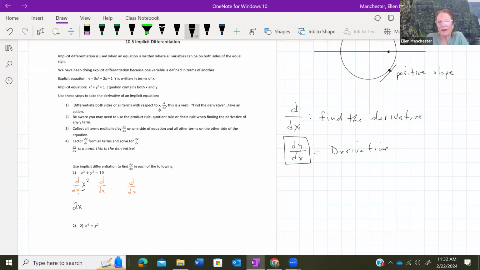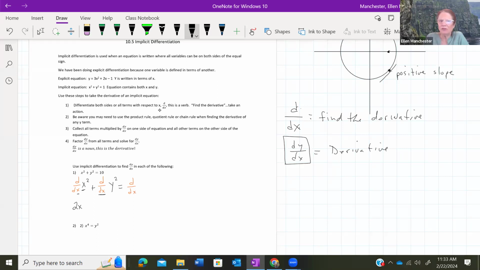Okay, it says find the derivative of x squared in terms of x. So I have an x, I'm good to go. The second one is where we end up getting into trouble, because it's saying find the derivative of y squared in terms of x. Well, we don't have an x. We only have a y. So that's why this step is so important, because it identifies, oh, my variables are different.